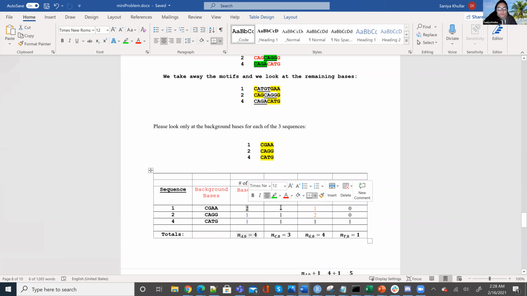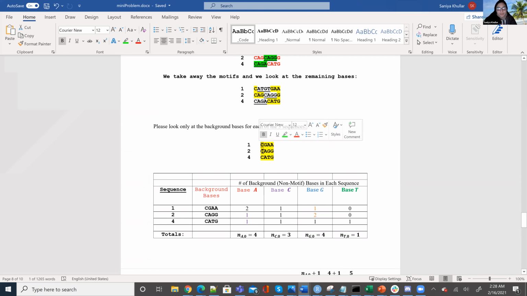This would be 2, 1, 1, and then 0, because there's no base T in the first sequence. Here that's 1, 1, 2, and then 0 in the second. And then we see here this is 1, 1, 1, 1. It's got 1 of everything. To make sure, we can add these across as well. We would expect to see 4 here, because we have 4 total that are A's. And then this would be 3 again. We find that there are 3 C's, 1, 2, and 3.